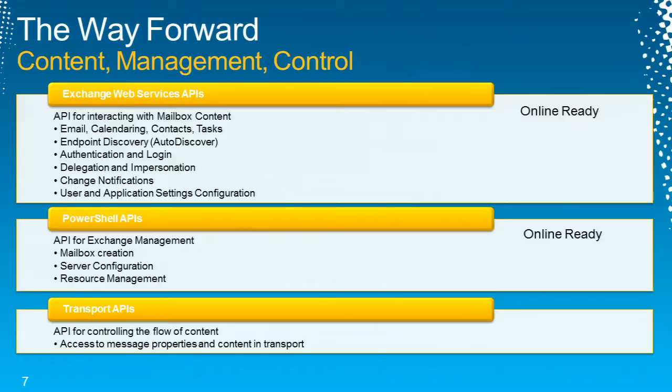PowerShell APIs are really the tool to manage and configure Exchange. So if you're talking about accepted domains or recipient policies or anything that's configuration management oriented, those are going to be done through PowerShell. And then the transport APIs manage the flow of content. The first two, Exchange Web Services and PowerShell, both are supported in Exchange Online. So any of the Exchange Web Services code or PowerShell scripts you have running today will work in the same way against Exchange Online.